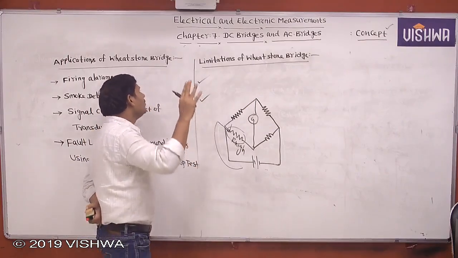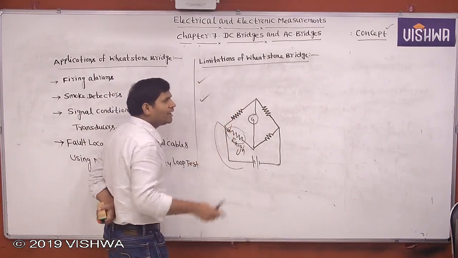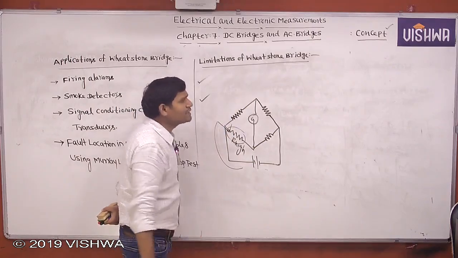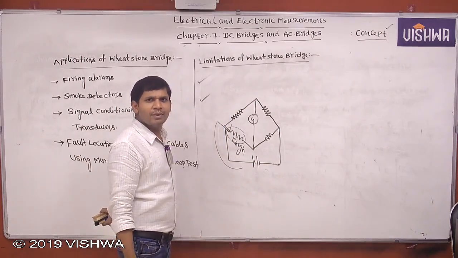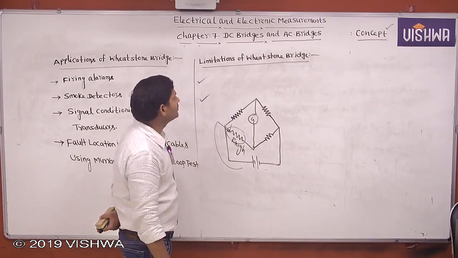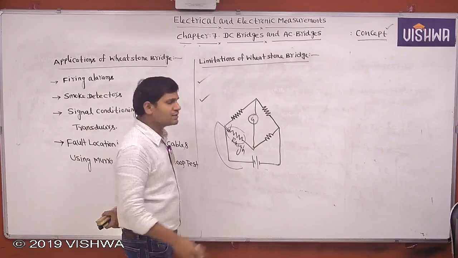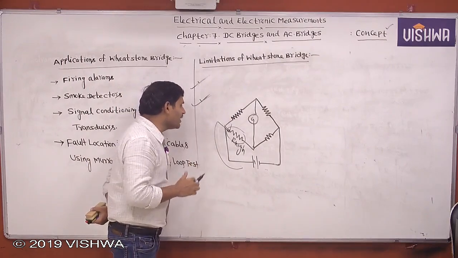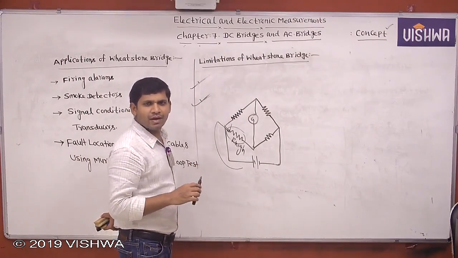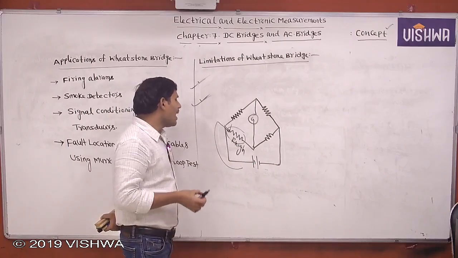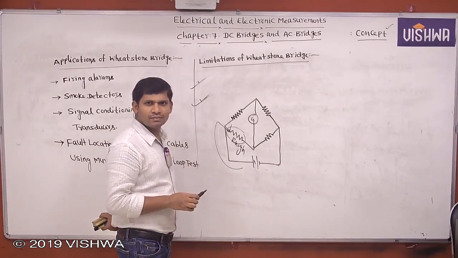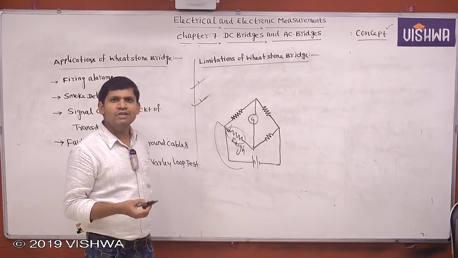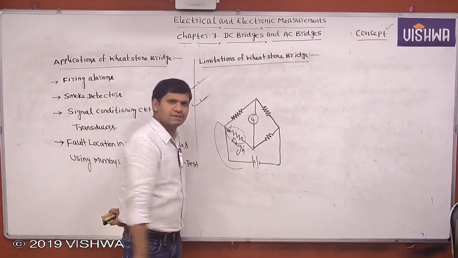Up to this, with respect to the Wheatstone bridge, these are the two main limitations. It is not used for measurement of low resistance. You note down this one. It is not used for measurement of low resistance because it cannot eliminate lead wire or connecting wire resistance. Second statement you note down. It is not used for measurement of high resistance because balance of the bridge is very difficult, and the source is not sufficient to drive the current through the high resistance.